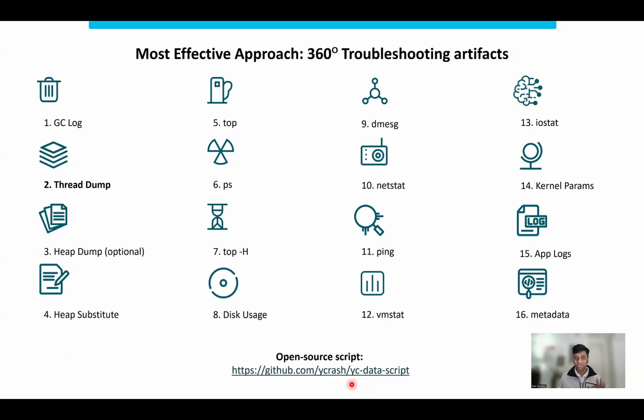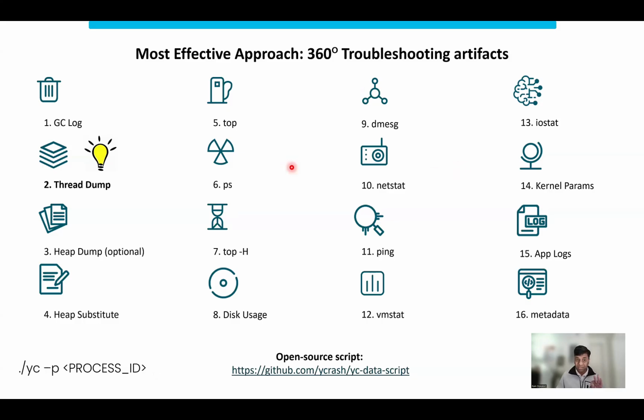This is an open source script called the yCrash data script. You can trigger this script like this. It is platform agnostic. It can run on any flavor of Linux, Mac, Windows. You can say yc-p and give the process ID. When you trigger this script, it is going to capture the thread dump. Actually, it's going to capture 3 snapshots of thread dump. Along with that, it's also going to capture 360-degree artifacts, which are needed to troubleshoot a production problem.